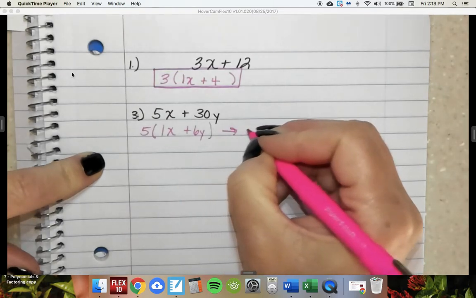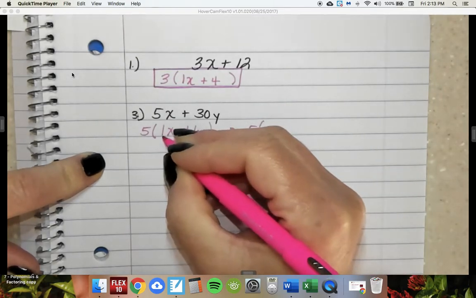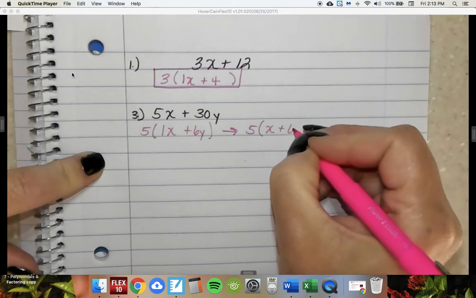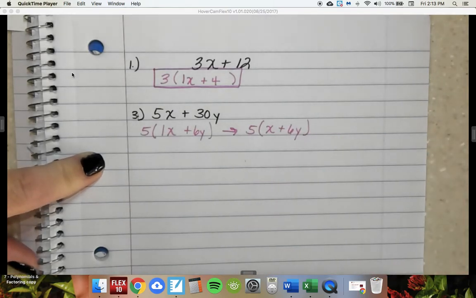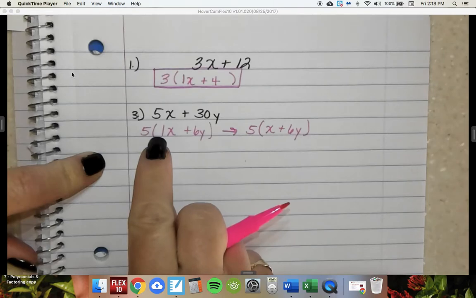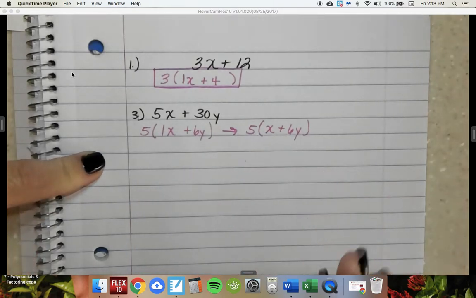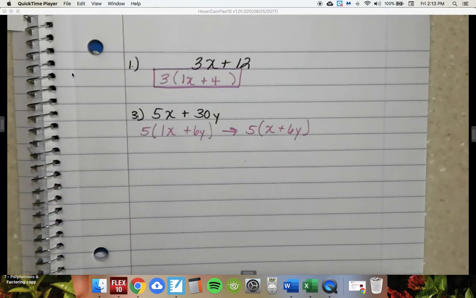Another way to write that would be without showing the 1, just like so. It's that whole question of do you show the 1 or do you not show the 1? Quite frankly, I don't care. However you prefer. Let's do another one.